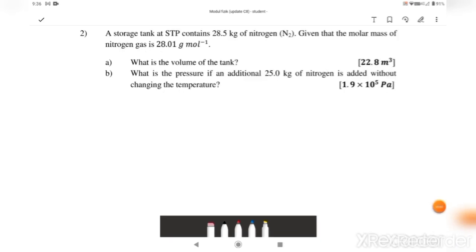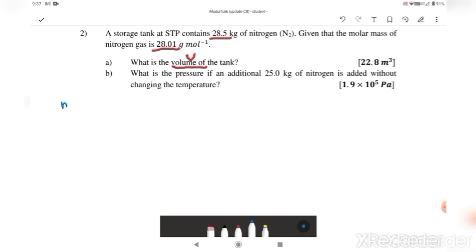Okay, let's look at question number 2. We have a storage tank at STP containing 28.5 kilogram, which is our mass of nitrogen, given that the molar mass of nitrogen is 28.01 gram per mole. Question A asks you to find the volume of the tank.